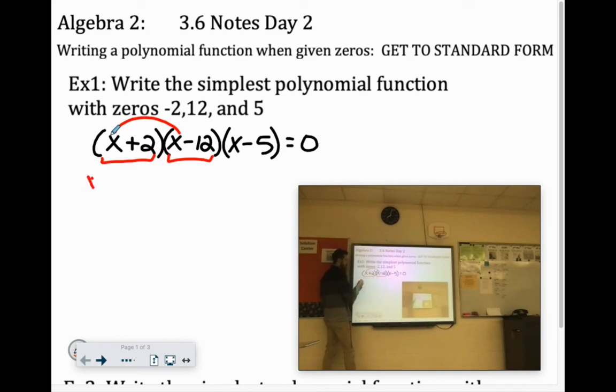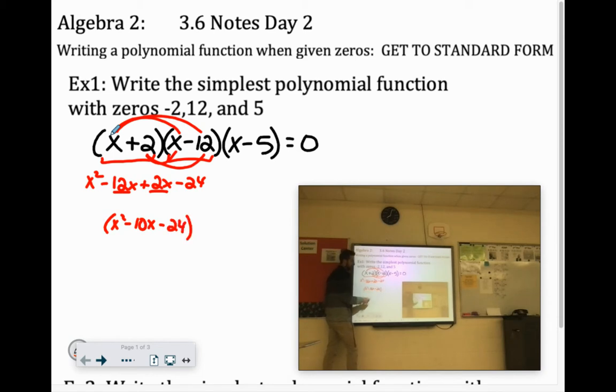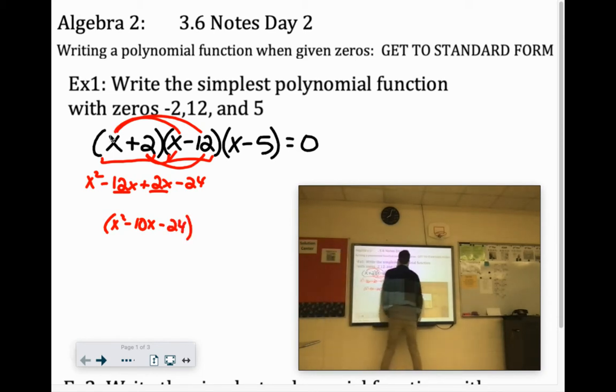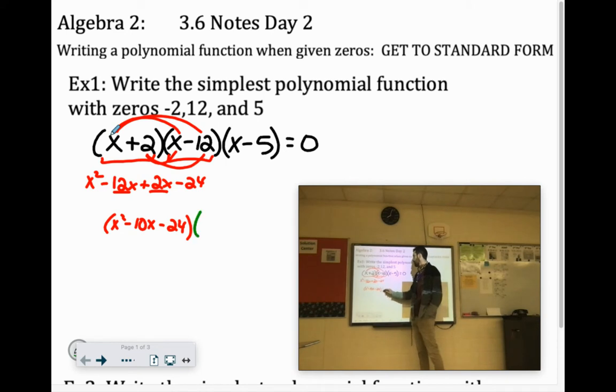So x squared minus 12x plus 2x minus 24, and then you just combine your middle terms. So we have x squared minus 10x minus 24, which is what we said earlier, I believe. And then we have the x minus 5 that we need to multiply in, and then we'll be done.